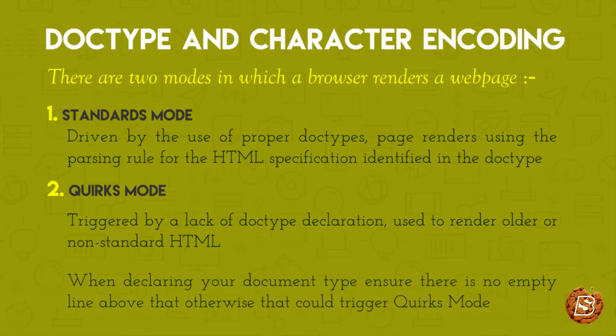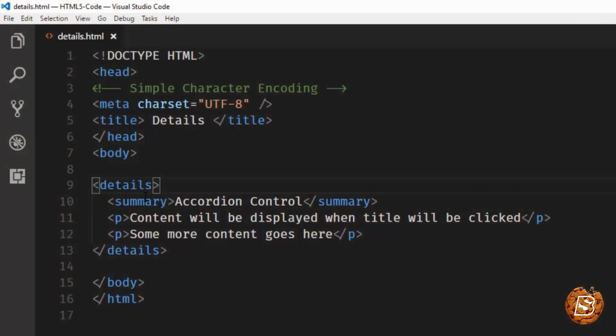Whenever you're declaring a document type for your HTML web page, ensure that it's the first line of the document. Even if there is one single empty line above it, it might cause the web page to render in quirks mode. So here in this example, you can see the first line is doctype HTML. It's pretty simple and easy to remember.